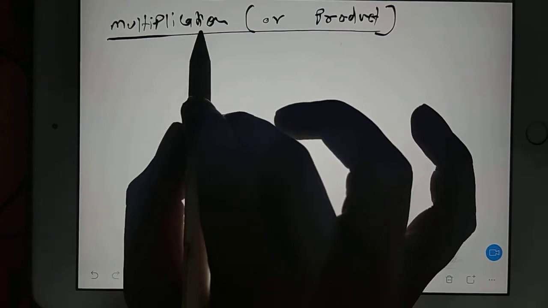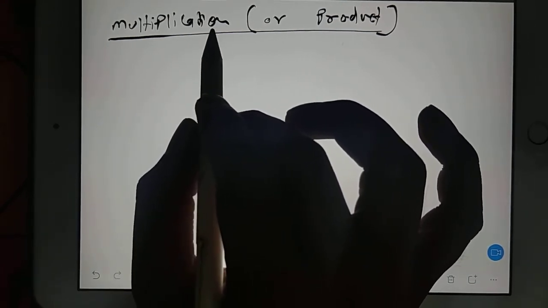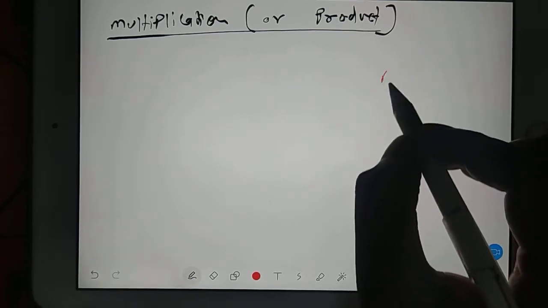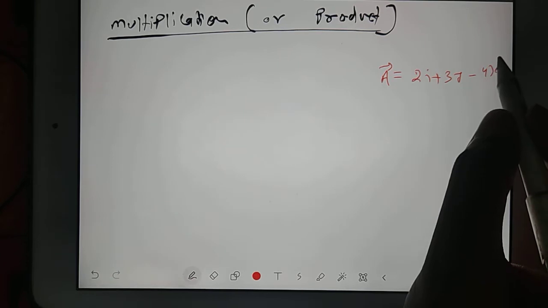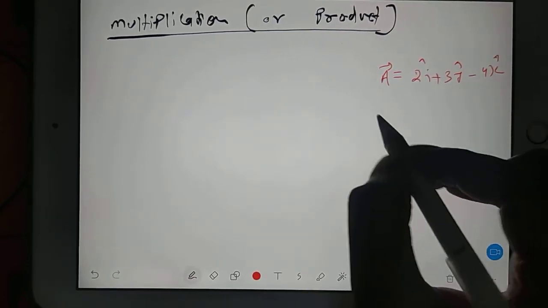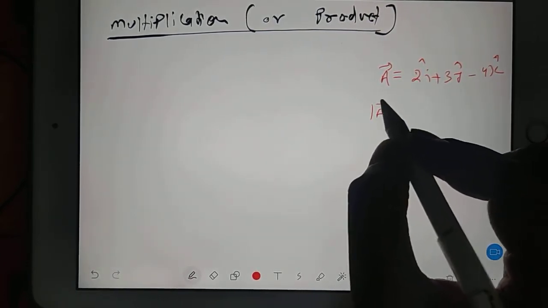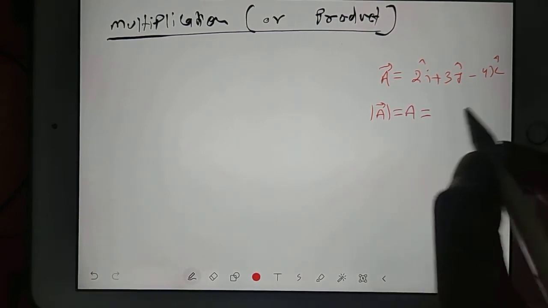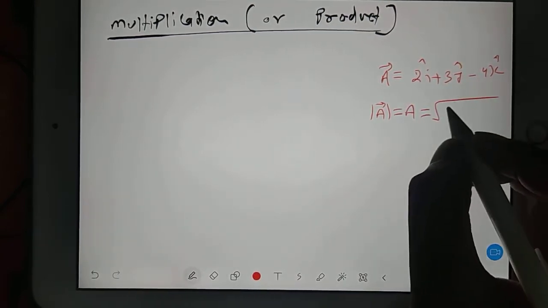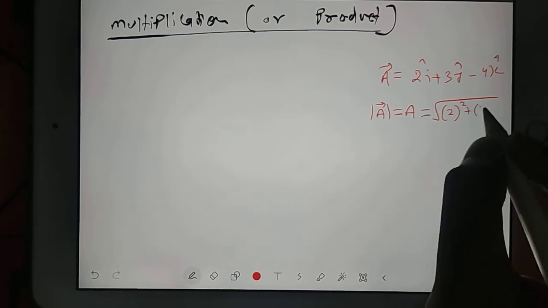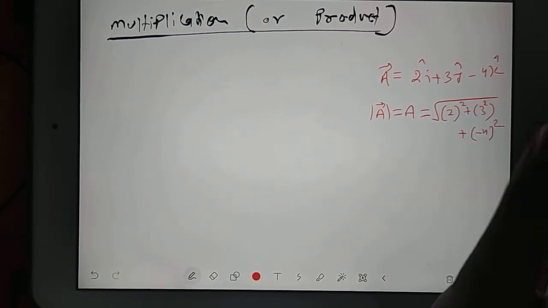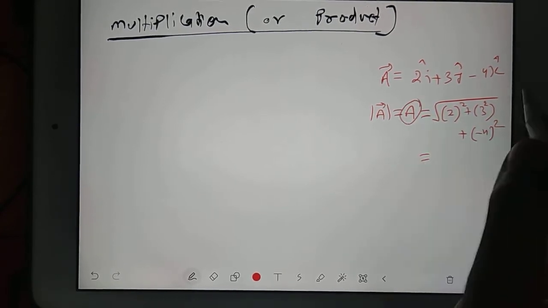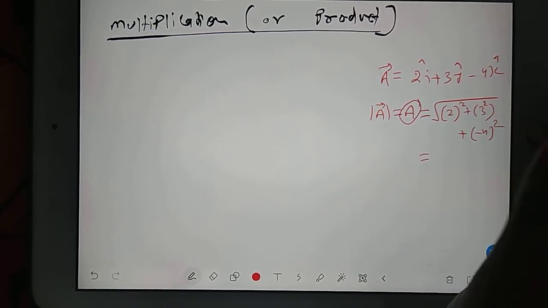Guys, actually I didn't explain how we find the magnitude of any vector. I will just add it here. Suppose any vector A is given as 2i plus 3j minus 4k. Then the magnitude, meaning the length of this vector, or simply A, is nothing but Pythagoras, right? So 2 square plus 3 square plus minus 4 square. This is nothing but the length of the vector, but not the direction of the vector. The direction of the vector will be a different thing.